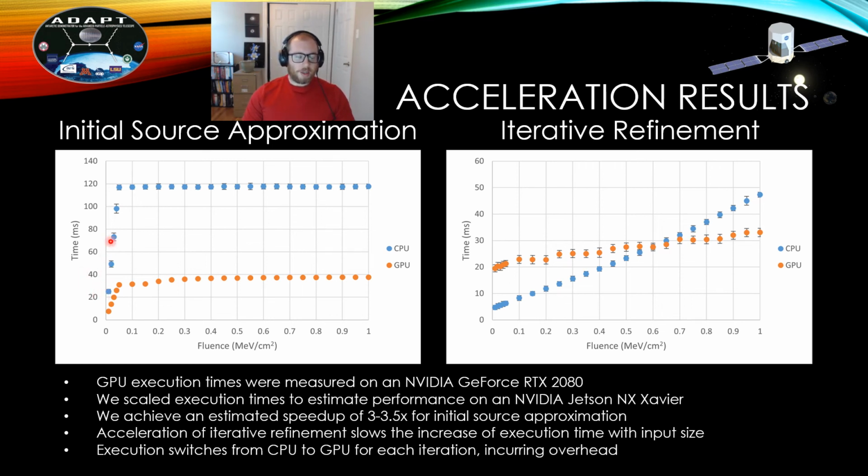As you can see, our CPU execution times are marked here in blue, and our GPU execution times are marked here in orange. For the initial source approximation stage, we achieve an estimated speedup of 3 to 3.5 times, which is very promising, especially considering that the initial source approximation stage had dominated our runtimes on the CPU version. Now, acceleration of the iterative refinement stage does slow the increase of execution time with input size. However, because execution switches from the CPU to the GPU for each iteration, we incur significant overhead for the GPU implementation. Now, in future work, we will attempt to reduce this overhead, and we're optimistic that our accelerated iterative refinement stage will also present significant speedup.